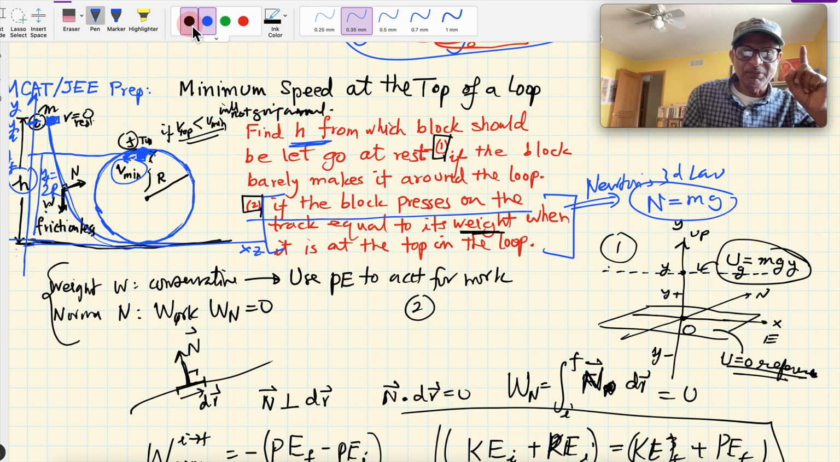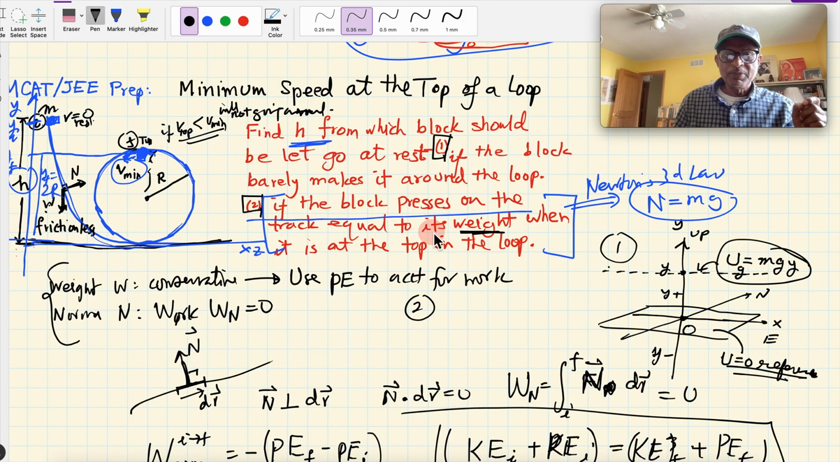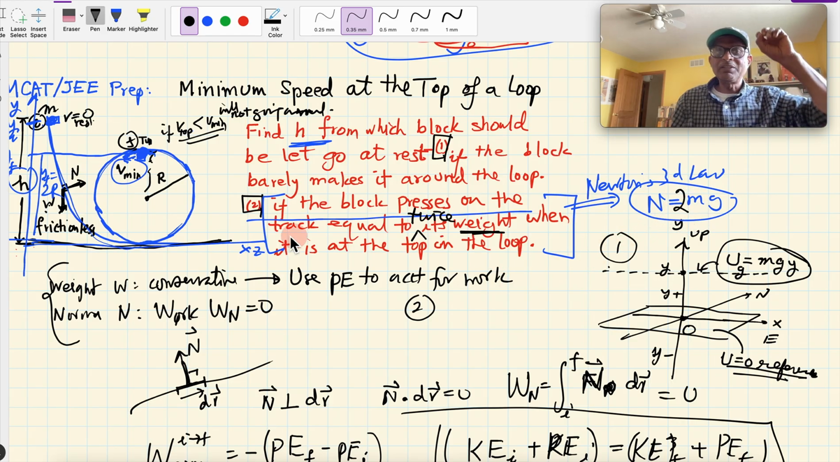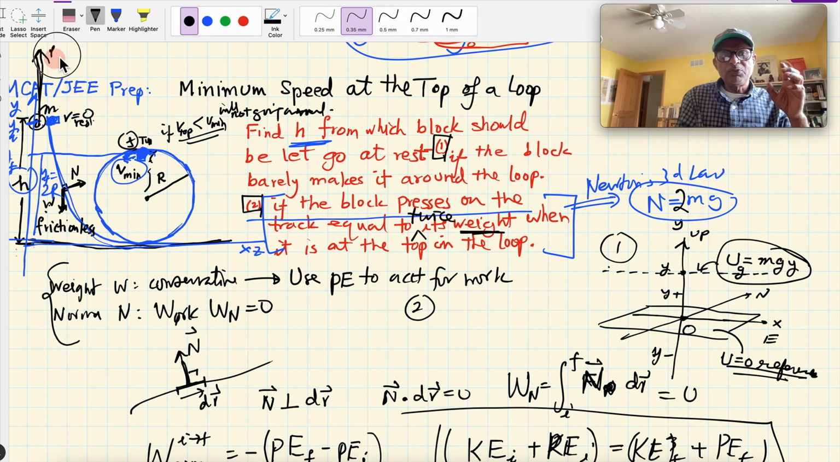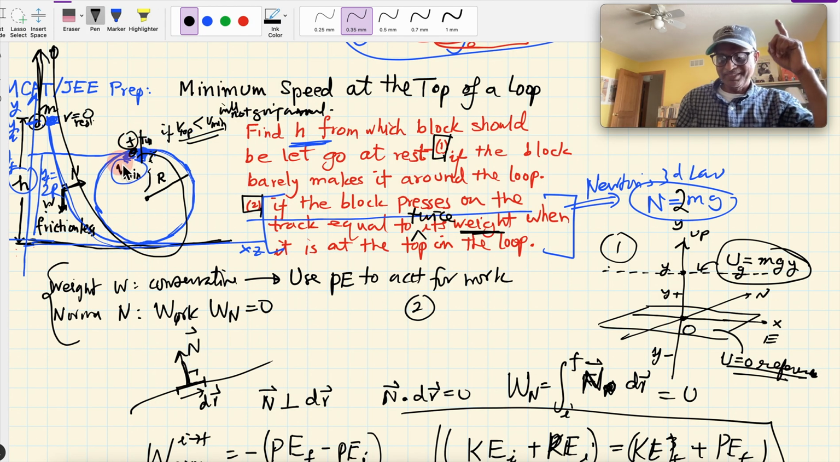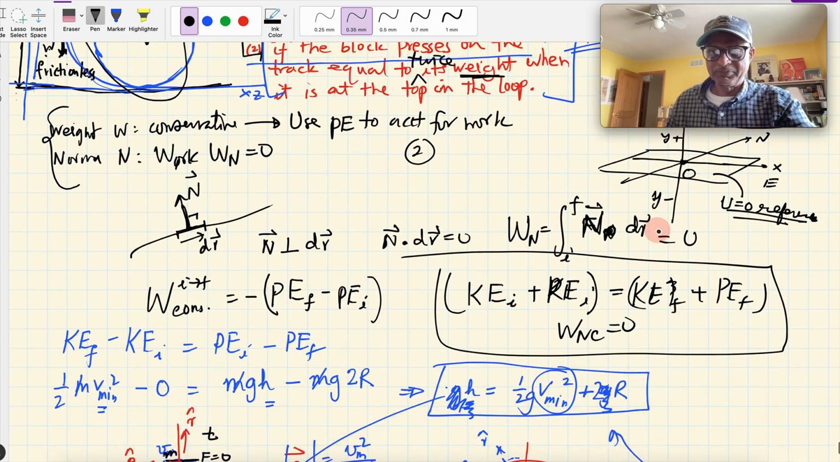Maybe I can just make it even more specific. Let's call it twice its weight. So normal is 2 mg. I want to know how high it should be. So if I let go from here, it goes like this, and when it comes over here, it pushes on the track with twice its weight. Okay, let's do that one.